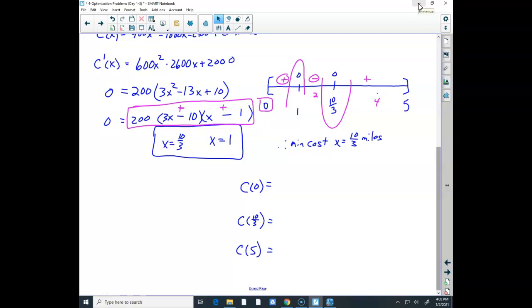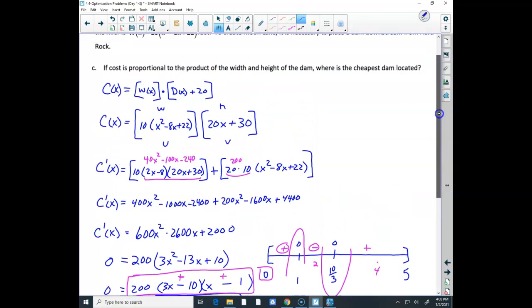So I should write all these in here quick. 0 miles, I was $6,600. And 10/3 miles, I'm $6,229.63. And 5 miles down the road, or down the river, is $9,100. That's the most expensive.